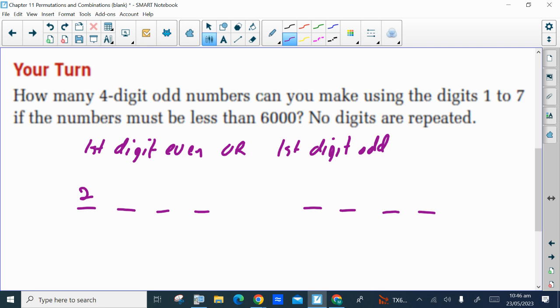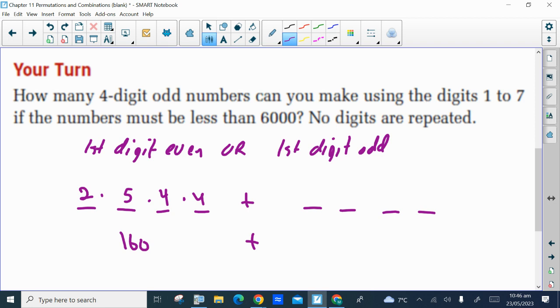If you look at the digits 1 through 7, the last digit has to be an odd digit, so it could be a 1, a 3, a 5, or a 7. 4 choices for the last digit. We started with 7, we've used 2, that would leave us with 5 choices for the second, and then 4 for the third. If you multiply, 2 times 5 is 10, 4 times 4 is 16, 10 times 16 is 160.